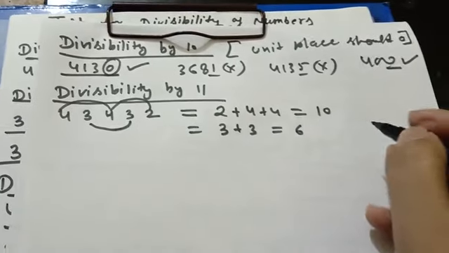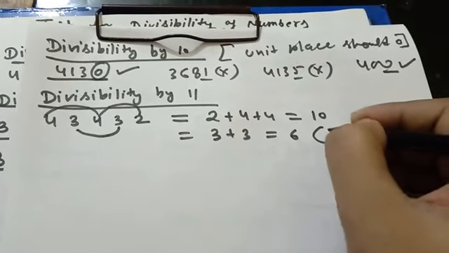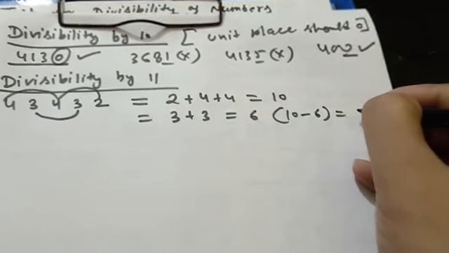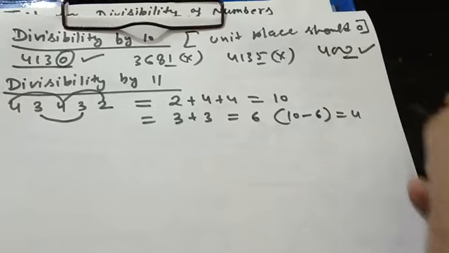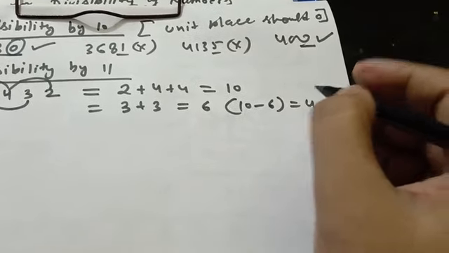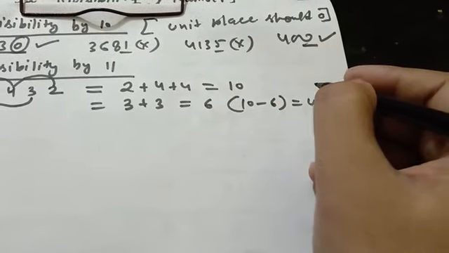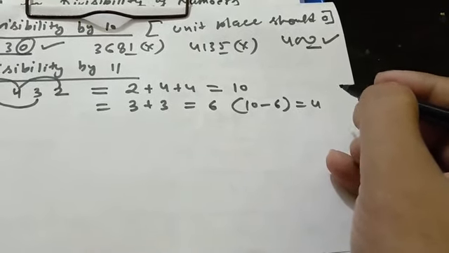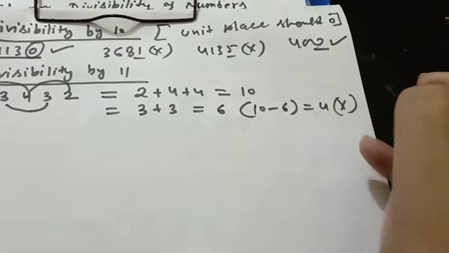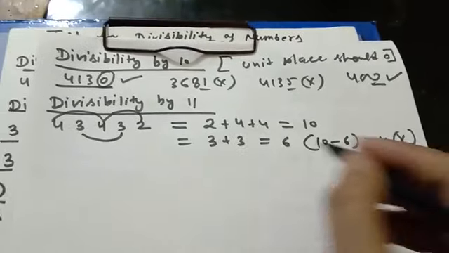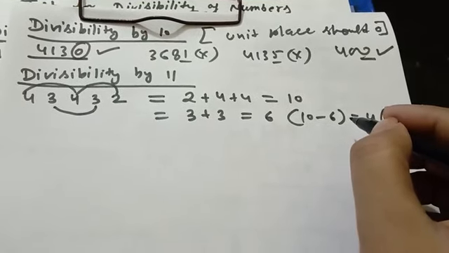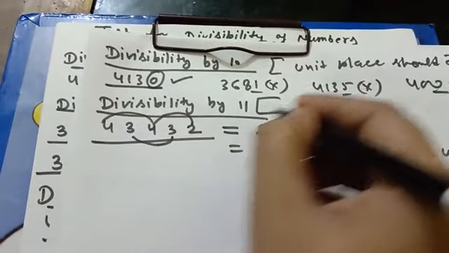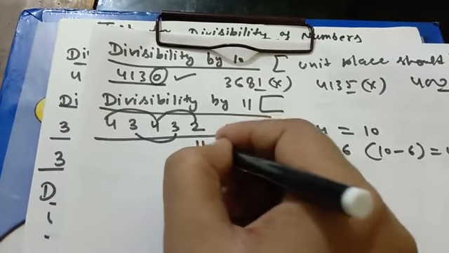It is 6. And the rule is that we find the difference of 10 and 6. The difference is 4. Actually, the rule is that if we find the difference 0, 11, 22, 33 or multiples of 11, then the whole number will be divisible by 11. But in this case we can see that the difference is not 0, so the whole number is not divisible by 11.